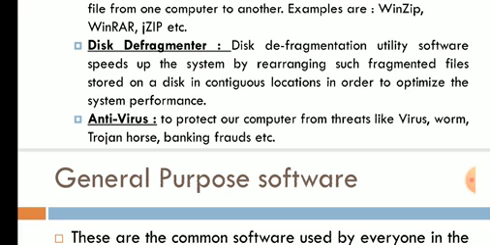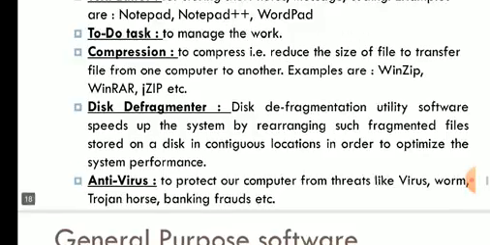Similarly, in our computer memory also, the data will not be stored continuously. Wherever sufficient memory is there the data will be stored, but it will not be good. So we'll be using a concept called disk defragmentation to arrange the used memory together and unused memory together to make our memory usage better, as well as to make our processing very fast. So this is also one of the utility software. Apart from that, we have antivirus software. Antivirus software will protect our computer from virus, worms, trojan horse, and other frauds also. So these are the utility softwares.